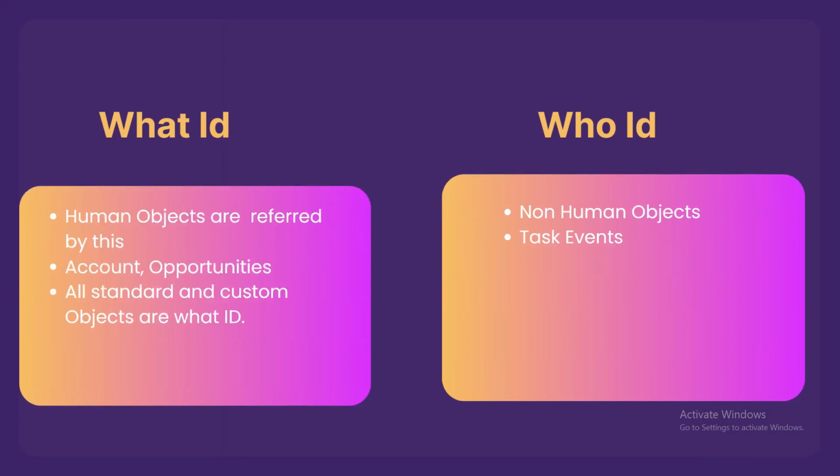Now, the difference between what ID and who ID. So what is what ID? Human objects are referred to by who ID. Non-human objects are referred to by what ID. As an example, tasks and events can be referred to by who ID. And in case of what ID, we can take the example of accounts and opportunities. So all the standard and custom objects are what ID.